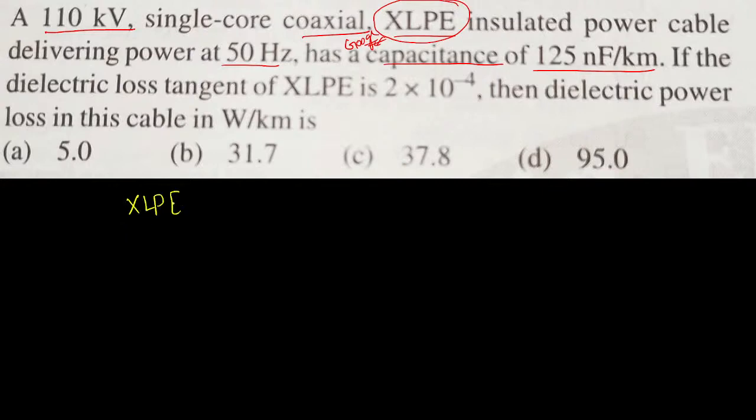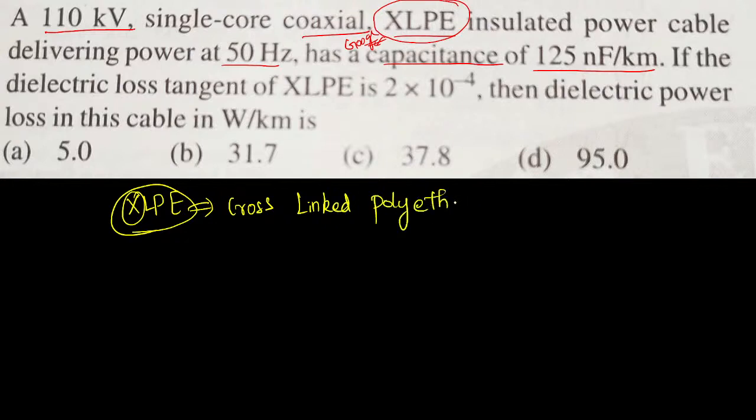We are using XLPE insulated material. If you don't remember what this is, sometimes in an exam the application goes wrong. Anyway, I will help you. X denotes cross, L denotes linked, and then polyethylene. Simple name only, but you have to remember. Okay, fine. Anyway, go through the question.